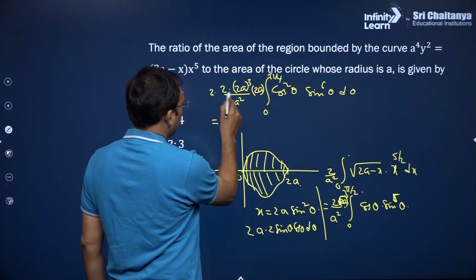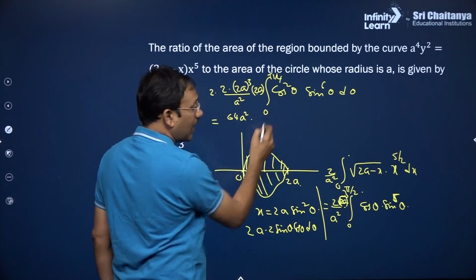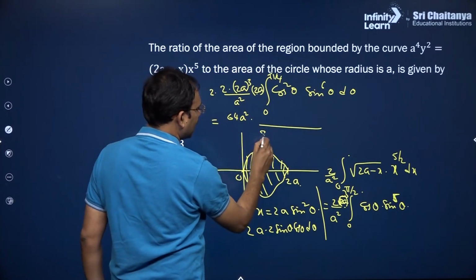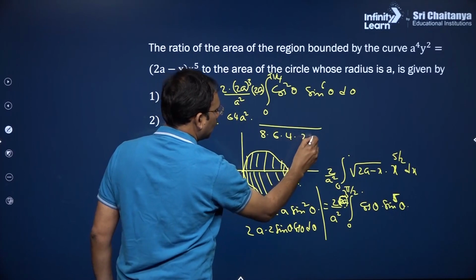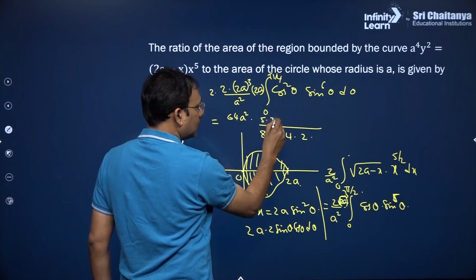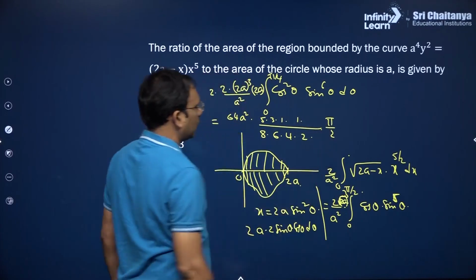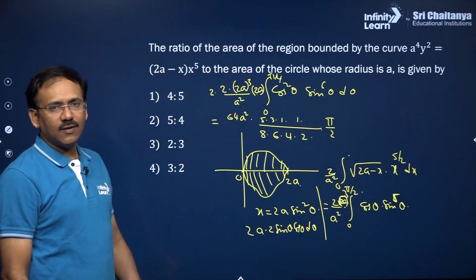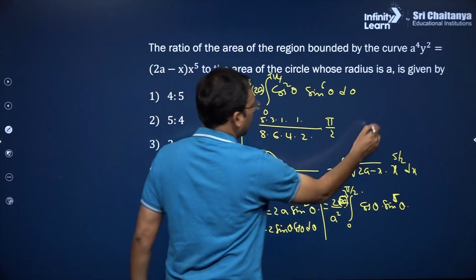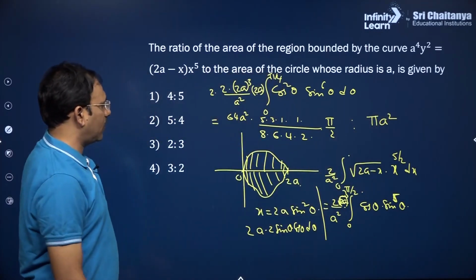You can say 64 a square into Wallis formula, I guess you know how to do, 2 plus 4, 2 plus 6 is 8, my dear friends, 8, 6, 4, 2, we just write reducing 2 to, since here 6 is there, you write 5, 3, 1, 2 is there 1, since both are even into pi by 2 you are going to get. This is going to be the area of the first curve. Next, my dear friends, second one is the area of the circle whose radius is a, which is pi a square. He is asking to find a ratio of these two, my dear friends.